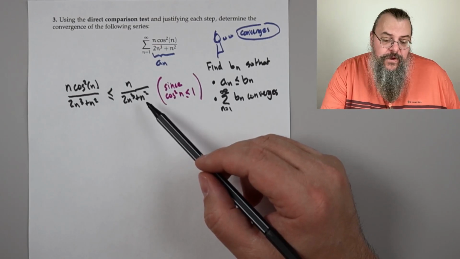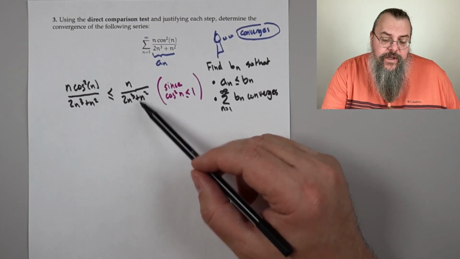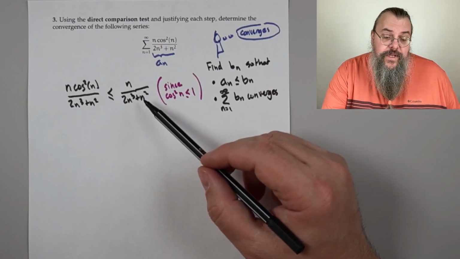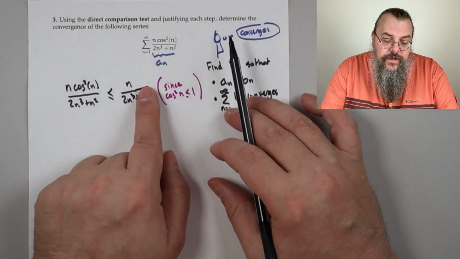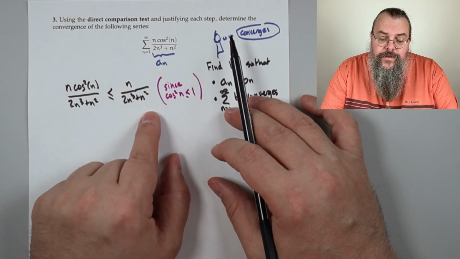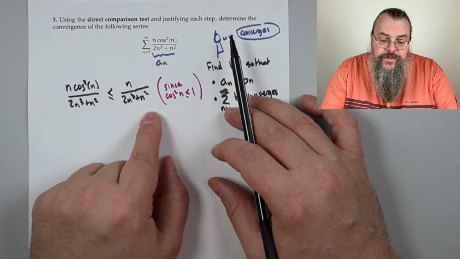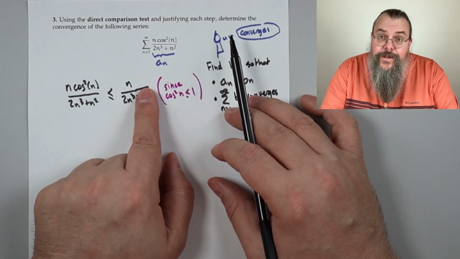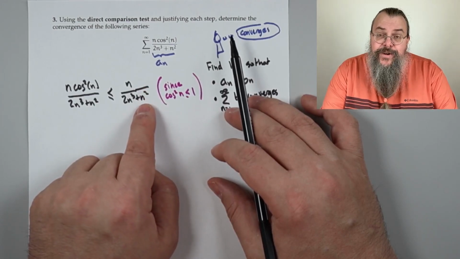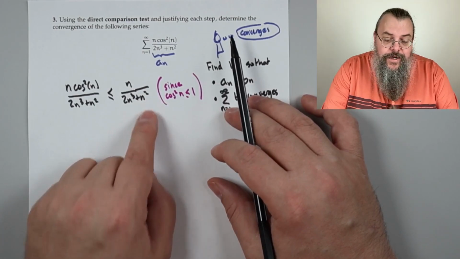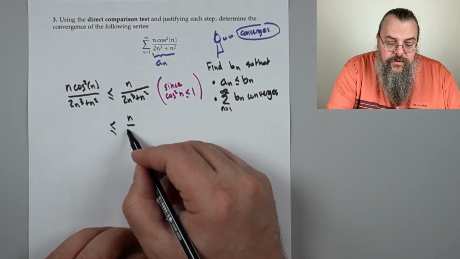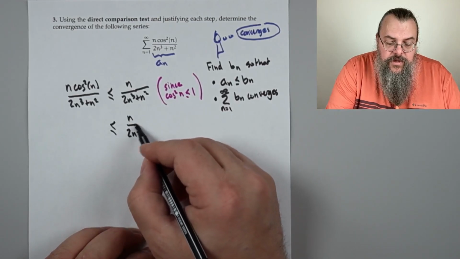Can we do it? Well, let's think about it. If we got rid of the n squared, would the result be something smaller or something larger? So compare without the n squared with the n squared. Which one's larger? Well, the answer is the one without. Now, why is it larger without? Well, because this makes your denominator bigger. Bigger denominator, smaller number. So this is less than or equal to n over 2n cubed.